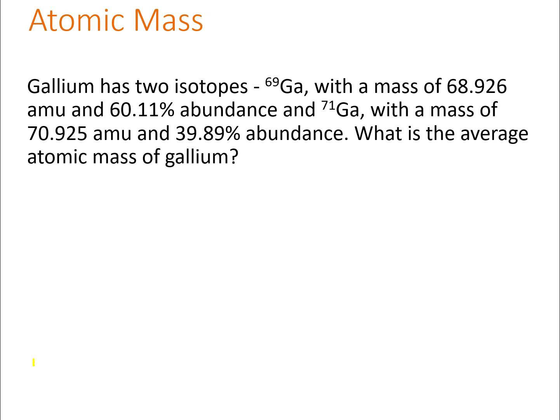Gallium's got two isotopes, gallium-69, and I'll highlight the information for that in yellow. The mass is 68.926 atomic mass units, and it has an abundance of 60.11%.